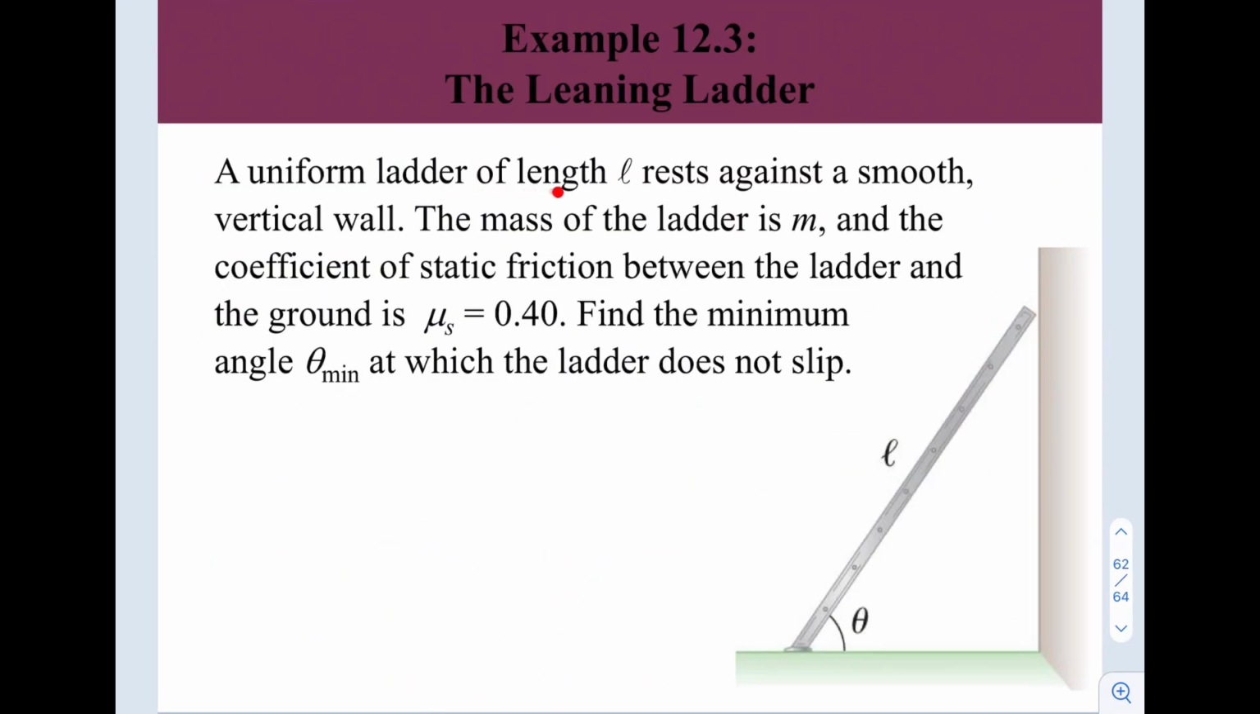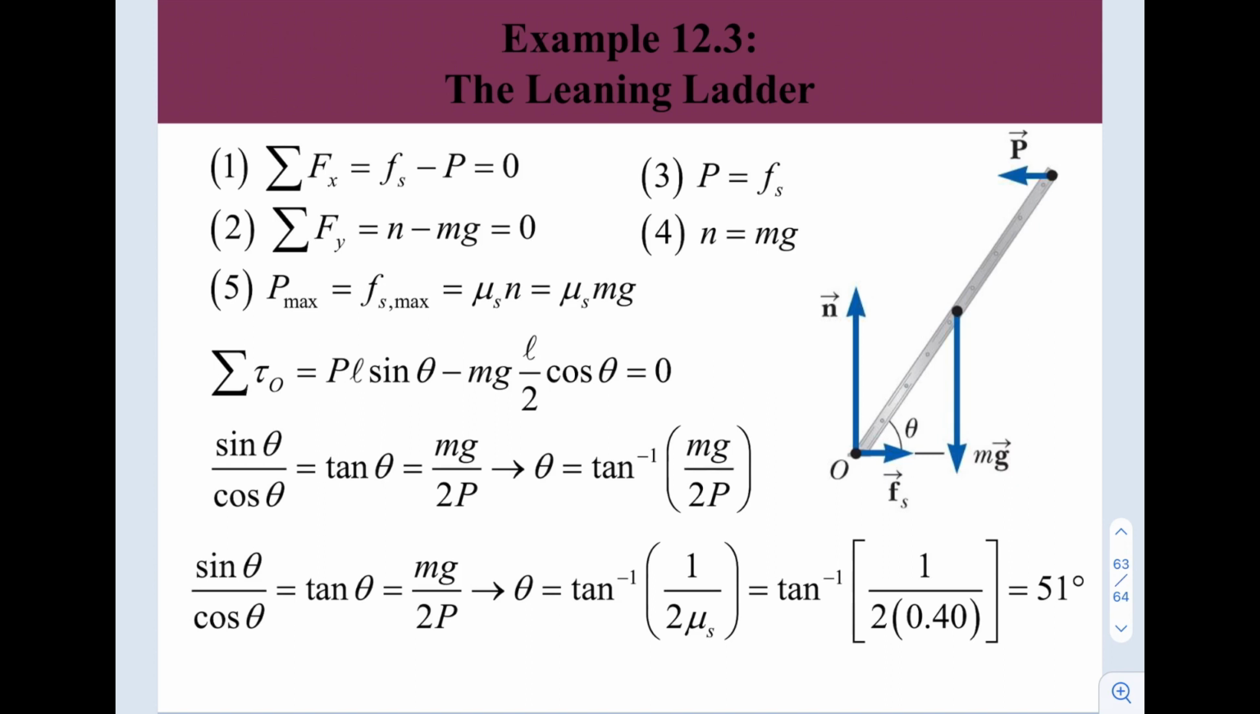Let's take a look at example 12.3, the leaning ladder. A uniform ladder of length L rests against a smooth vertical wall. The mass of the ladder is m, and the coefficient of static friction between the ladder and the ground is 0.4. So in the previous example, this was the unknown to be solved, but now this one is given. The unknown is theta. Find the minimum angle theta minimum at which the ladder does not slip.